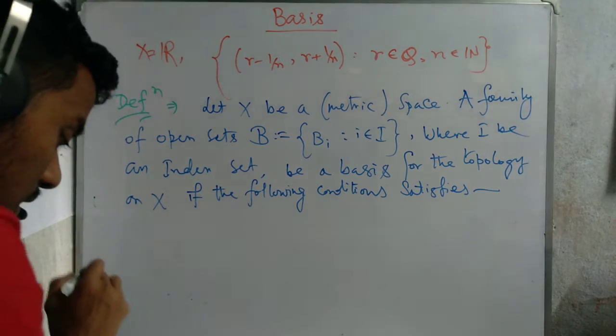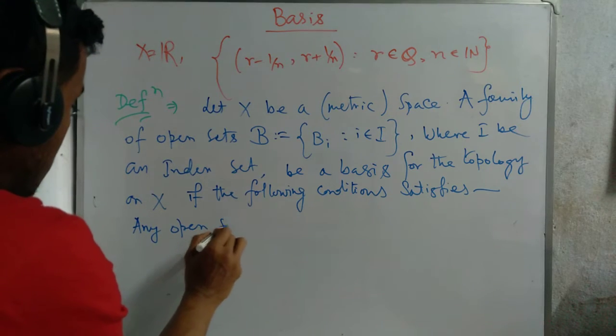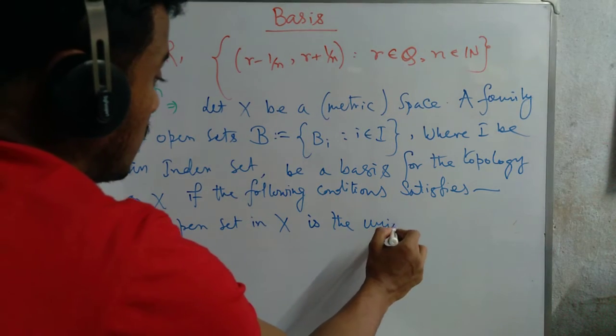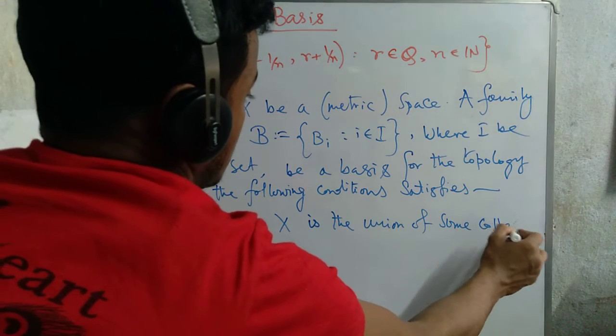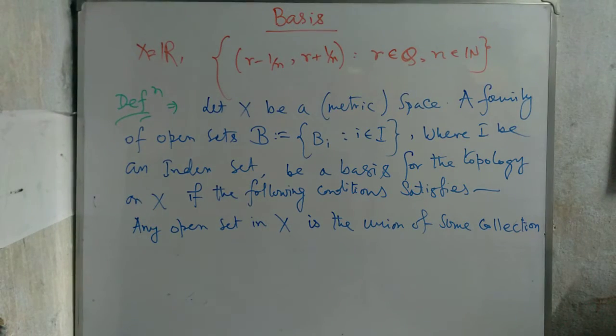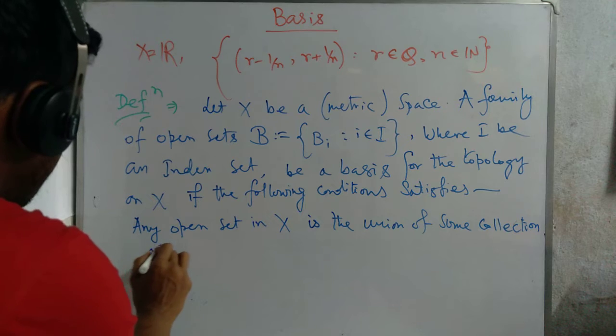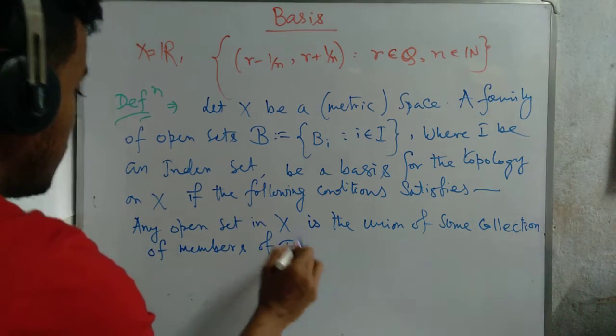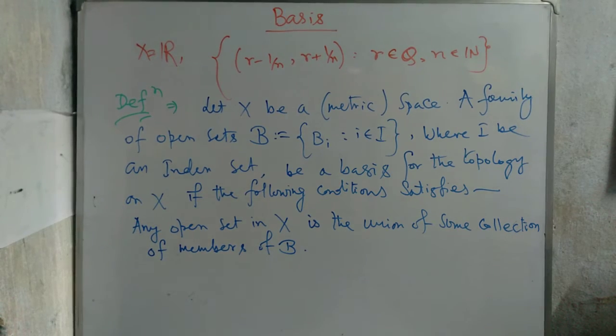The condition is that any open set in X is the union of some collection of members of script B. That means any open set is obviously a union of some members of script B. Then we call this collection or family of open sets, script B, a basis for the topology on X. Now we go on to further discussion.